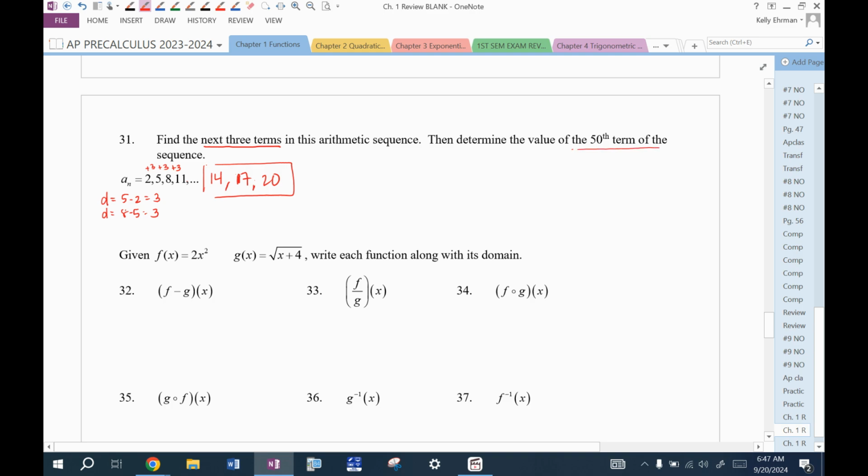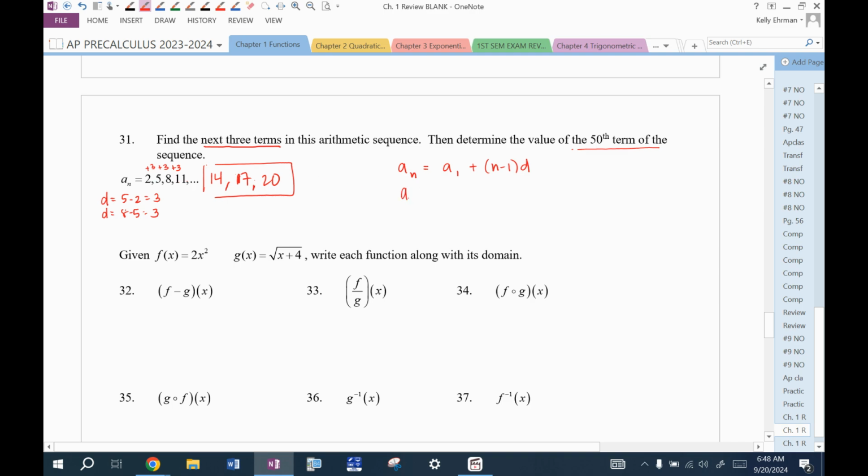Then determine the value of the 50th term. You don't want to keep adding 3 until you get to 50, because I could also say, what's the 500th term? So to discourage you from doing that, what do you need to do? There's a quick little formula to memorize. To find any nth term, you start with the first term, add n minus 1 times the common difference. This is just like, from the first term, how many times do you need to add 3 in this case to get to whatever term you're looking for?